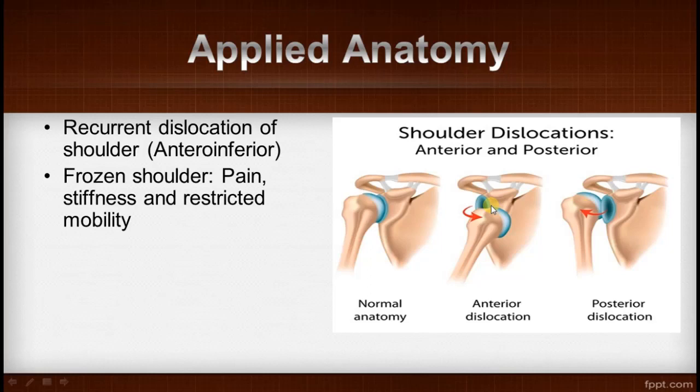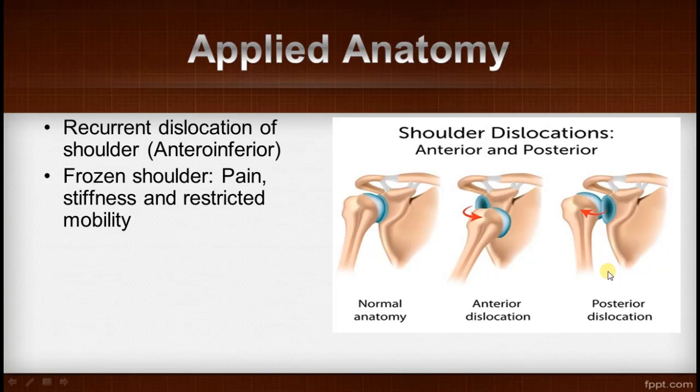But before that, posterior dislocations, even though not quite common, might occur if there is a direct blow to the shoulder joint. So if there is a direct blow due to any trauma, or somebody inflicting an injury, this might take place. The next condition is the frozen shoulder.